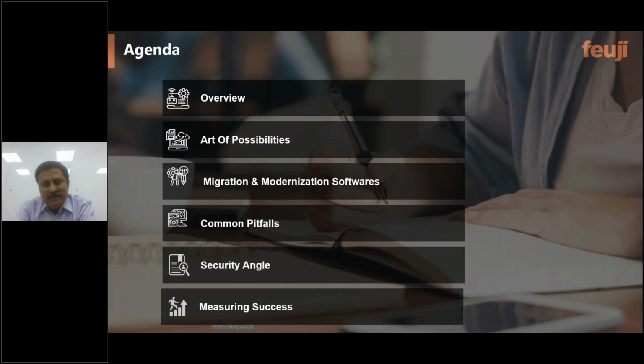So the agenda for this webinar is: let's touch base on what mainframes are and what they contain, then the art of possibilities of migrating mainframes, then the tools and software currently available in the market for automating the migration process of mainframes, and common pitfalls within migrations where the projects go for a toss. The security angle is very important and becomes paramount when it comes to mainframe migrations. And the final one we will cover is measuring success: how do we measure the success of our migration of mainframes?